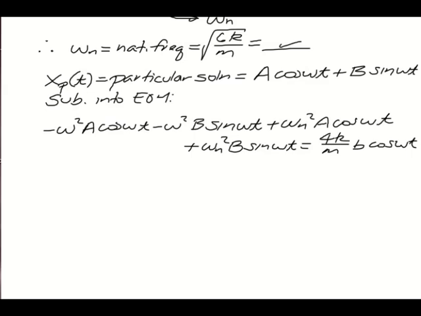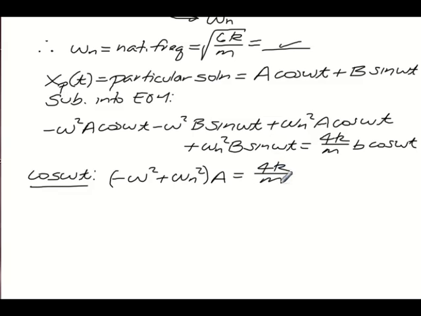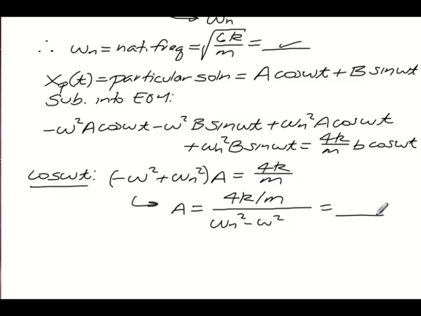If the left hand side is equal to the right hand side, all coefficients in front of cosine must balance out. So we have minus omega squared plus omega n squared times A, that's what is appearing in front of cosine, must be equal to 4k over m. So therefore we have a value here for A, that's 4k divided by m, divided by omega n squared minus omega squared. We have numbers to put into there.